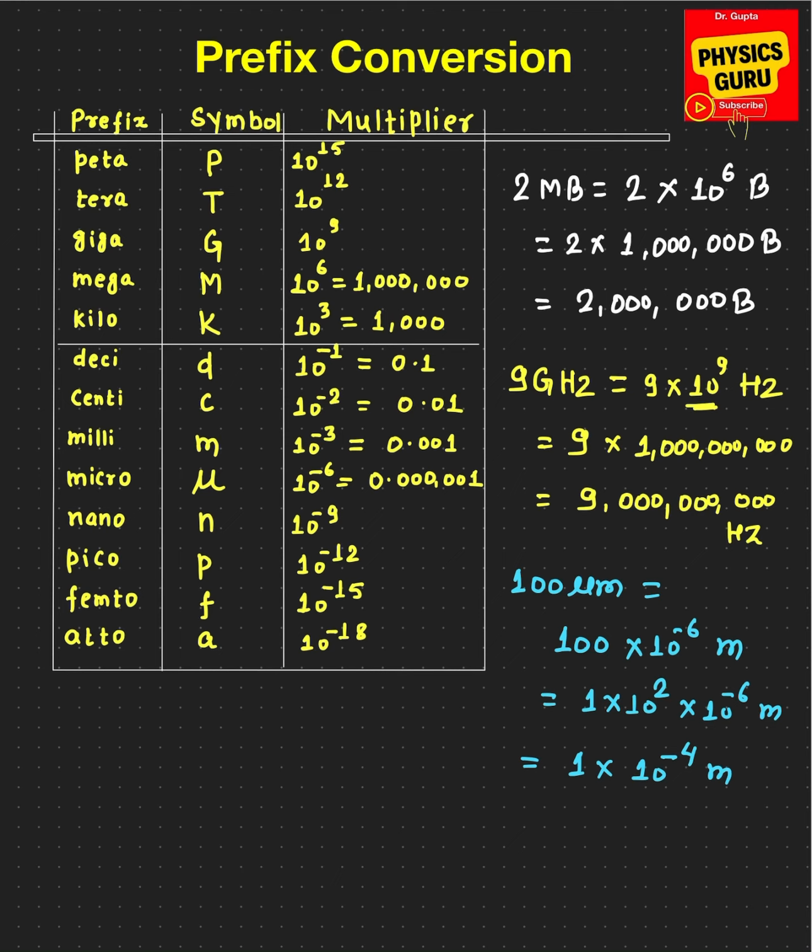Okay, and if you want to write it in decimal form, how do you do that? Let me give you a trick here. What you're going to do is simply move 4 digits from this point here. So what I mean is 0.0001 meter. So how did I do that? I simply write down 1, and then after that I write down 4 zeros, and then after the first zero I put the decimal. So that's a quick way to convert.